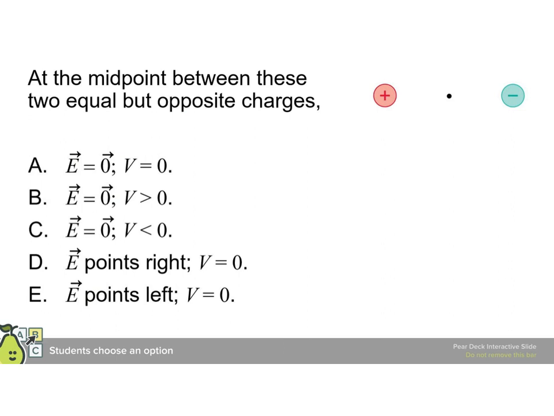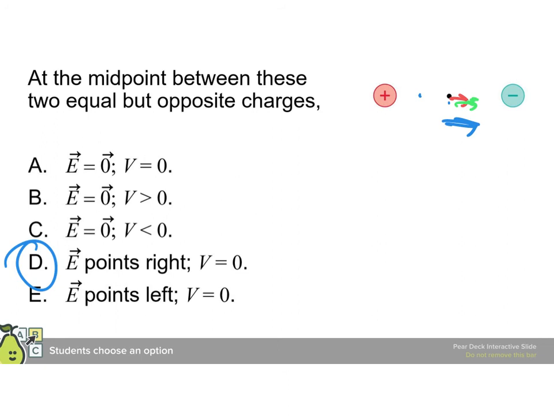All right. At the midpoint of these two equal but opposite charges, which of these need to be true? Well, of course, again, if we think of putting a positive charge right here, it's repelled by the positive and attracted by the negative. So there is an electric field which is pointing that way, which tells us before we go any further that it must be this one.